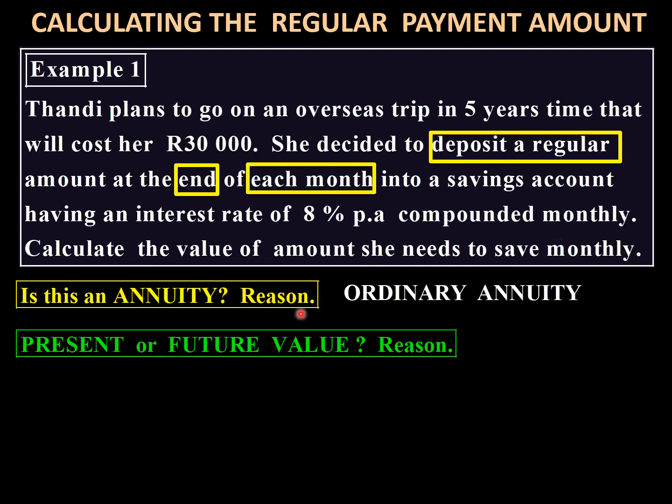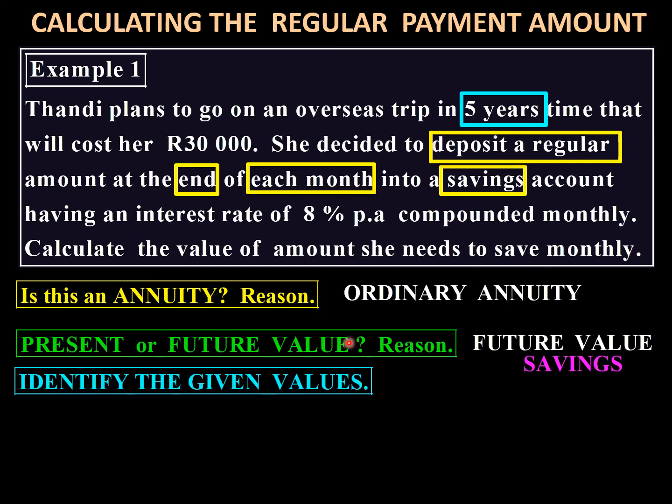Now, does this represent a present or a future value? And there's also a key word here, savings. So we save for when? You save for the future. So this is a future value annuity.